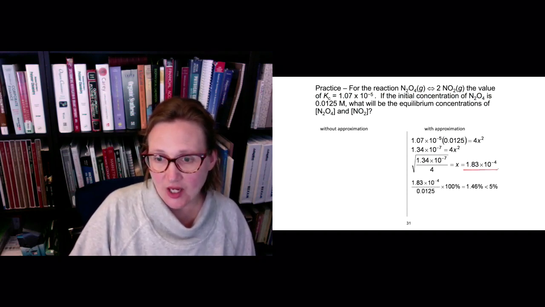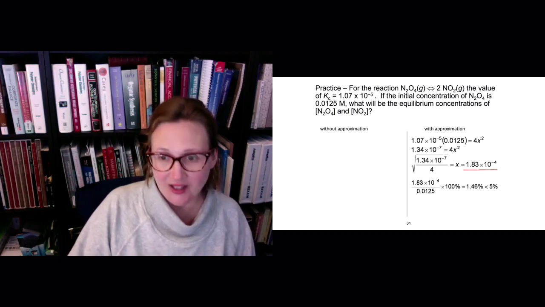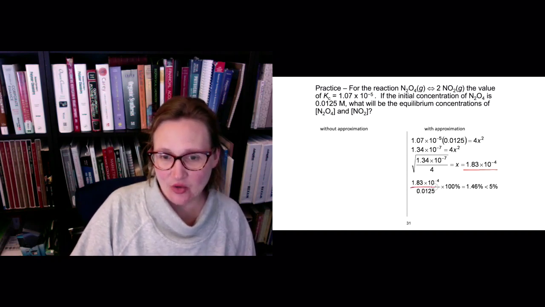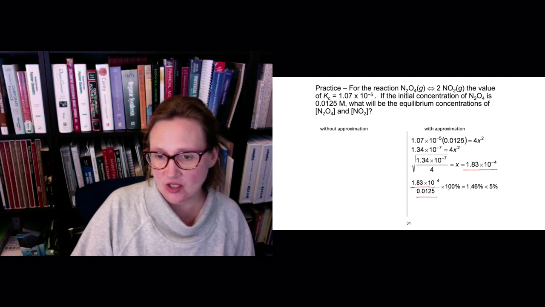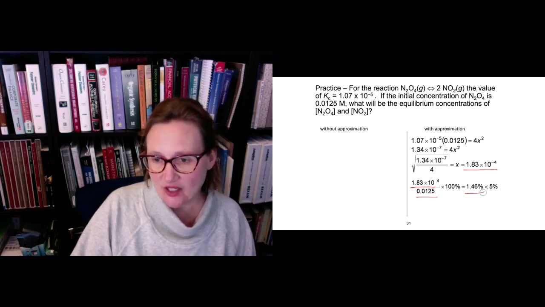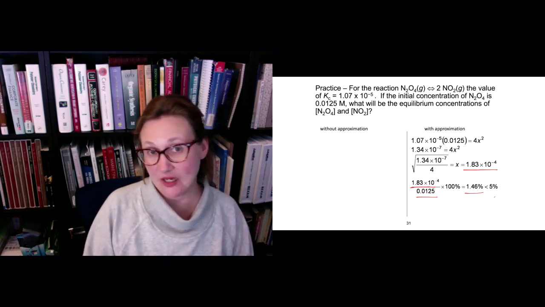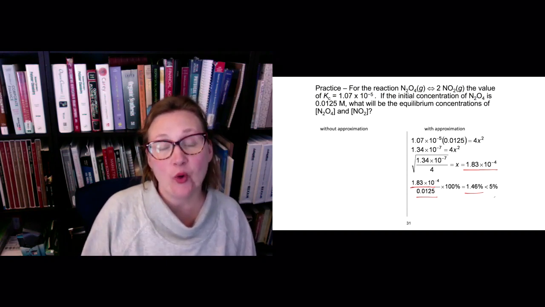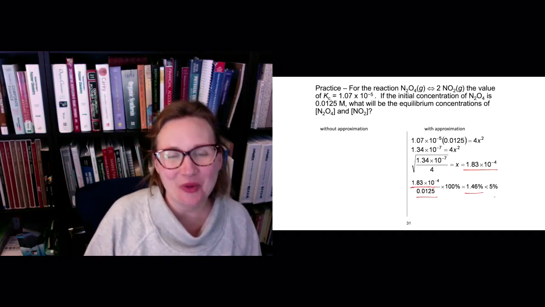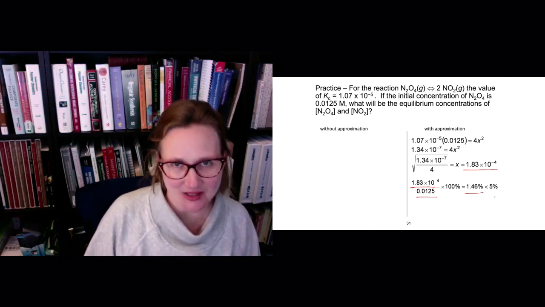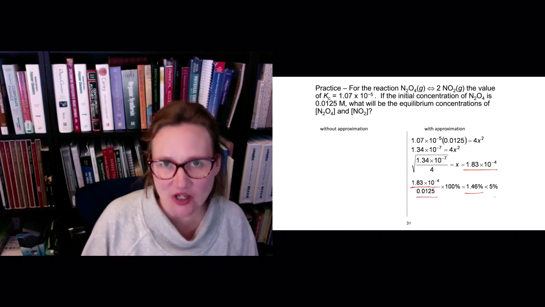So with our approximation, again, we can simply solve for x here, and we get 1.83 times 10 to the minus 4. Again, we're going to check that value divided by our original concentration times 100, and we get something that's less than 5%. Okay, perfect. So we're saying that approximation is good, but what would it be if we didn't approximate? We go through that quadratic equation that I showed you.